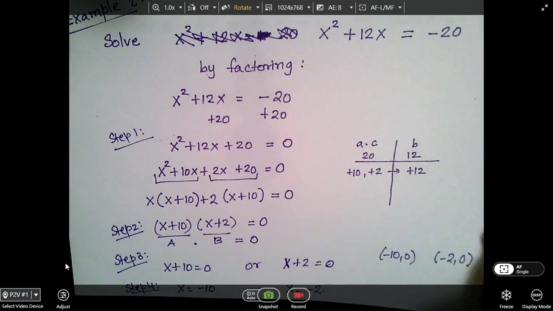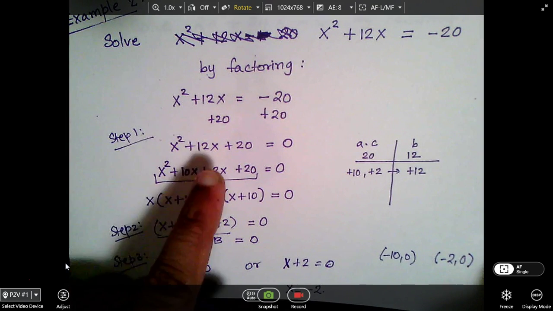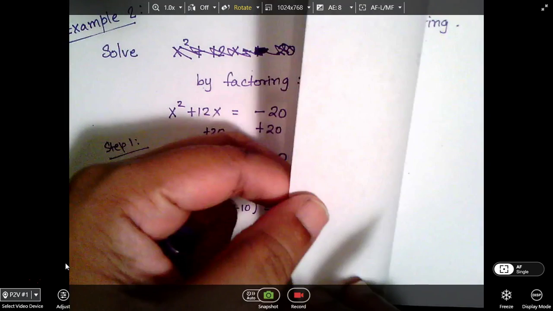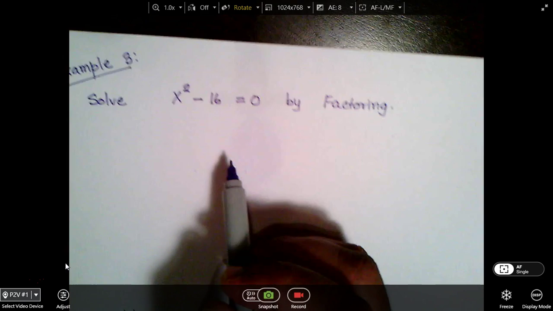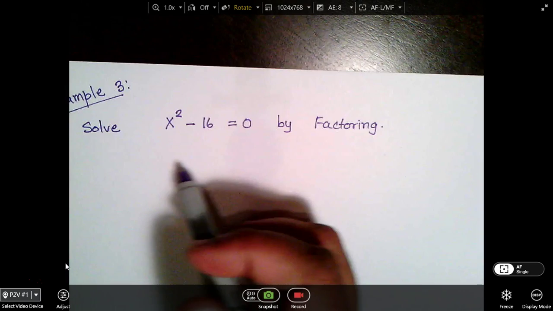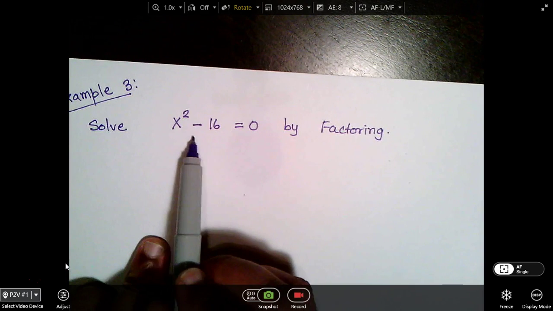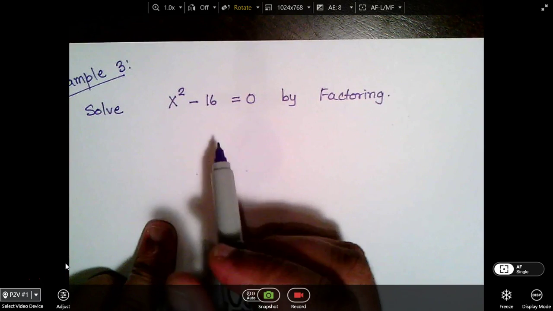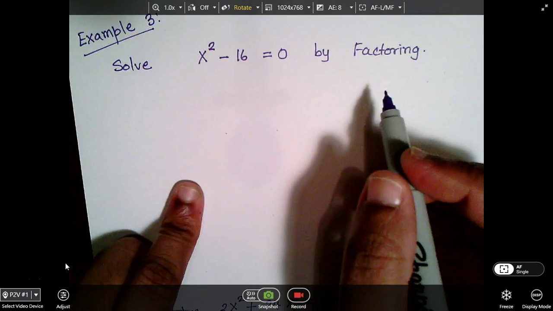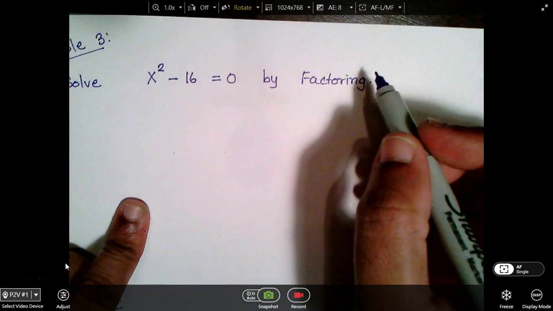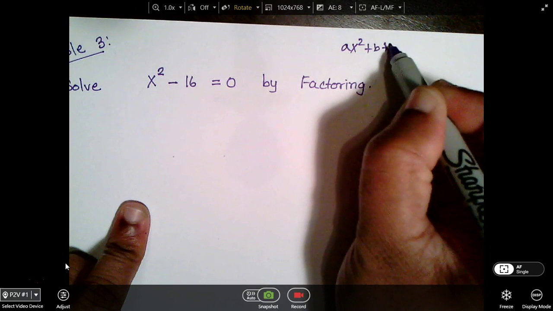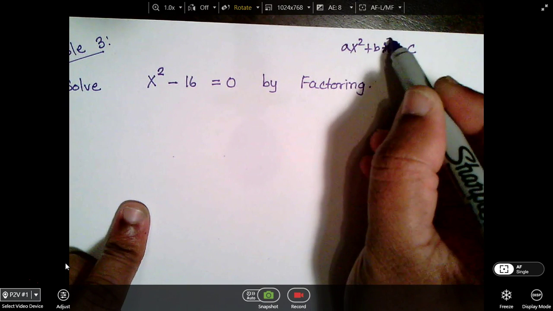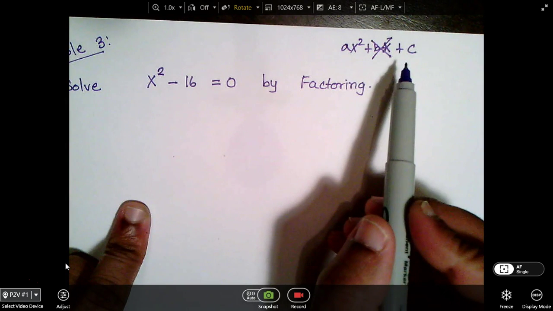So I have a quadratic trinomial on one side. We also talked about having a quadratic binomial, right? So let's take a look at this example. I have x squared minus 16 equal to 0. In this case, I have my ax squared plus bx plus c. My bx term is missing. I have ax squared plus c.